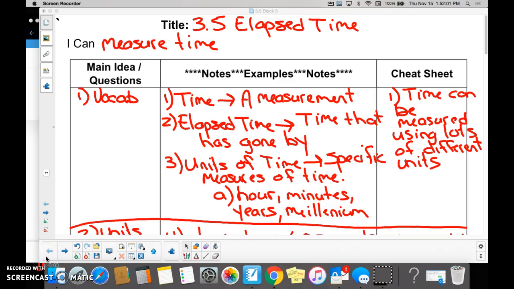You certainly can measure time, but what's the title, Suleiman? 3.5 elapsed time. Thank you. So 3.5 elapsed time. Can you all measure time now?